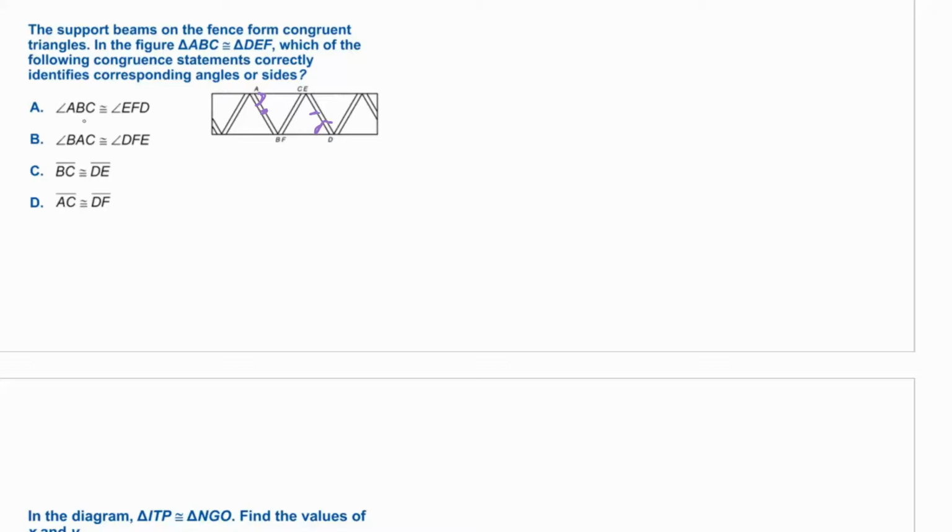Here, angle ABC is congruent to angle EFD, so it's saying that angle B is congruent to angle F, and that's not true. In this statement, it says that angle A is congruent to angle F. Again, it's not true because A is congruent to D. BC is congruent to DE, which again is not true. The last one says that AC is congruent to DF, and those do line up in the correct order, so the answer is AC is congruent to DF.